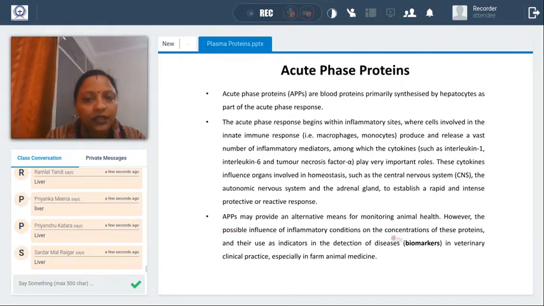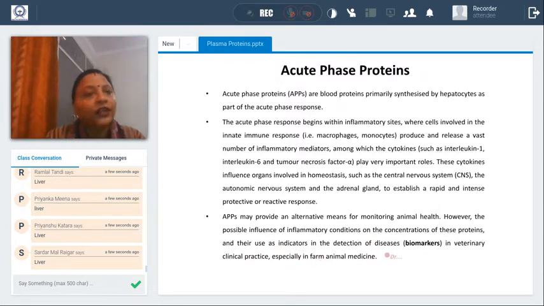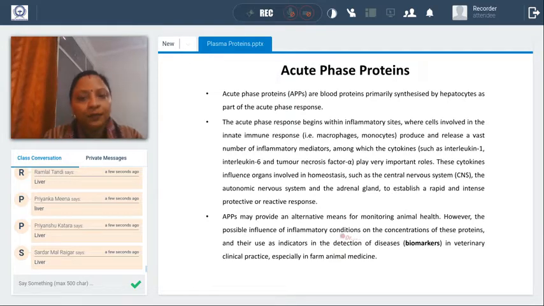APPs may provide alternative means for monitoring animal health. However, there is the possible influence of inflammatory conditions on the concentration of these proteins and their use as indicators in the detection of various diseases. So these are the biomarkers in veterinary clinical practice, especially in farm animal medicine. These are important clinically for the diagnosis of various diseases.